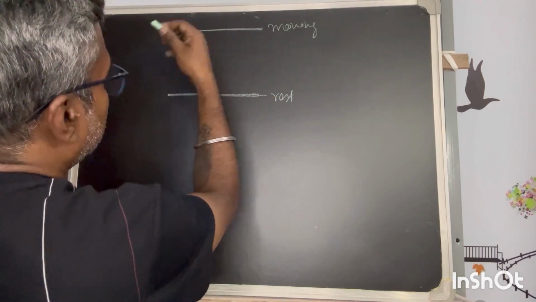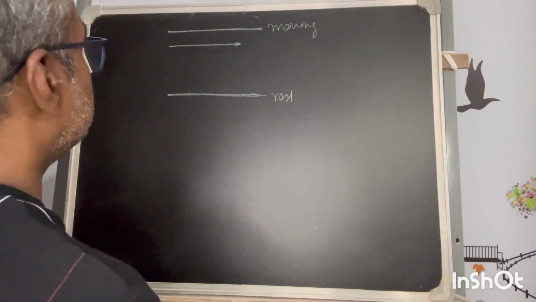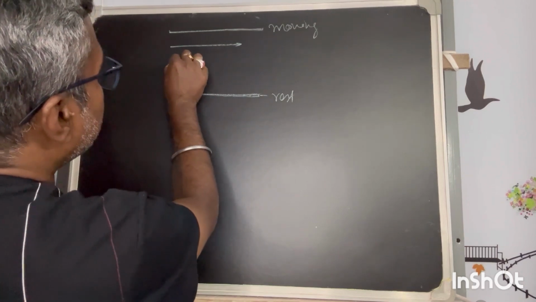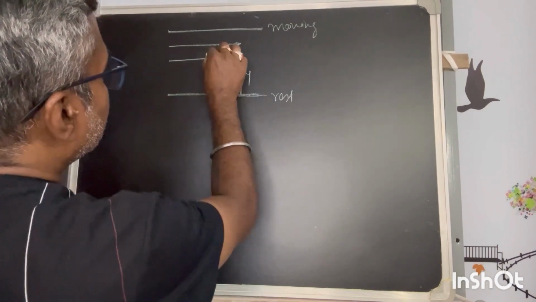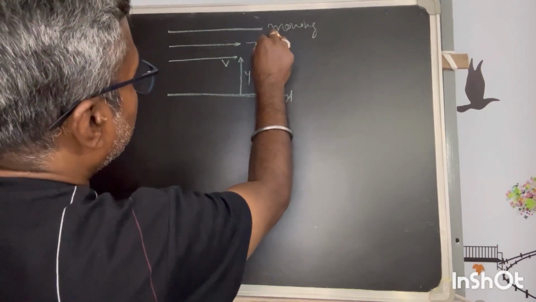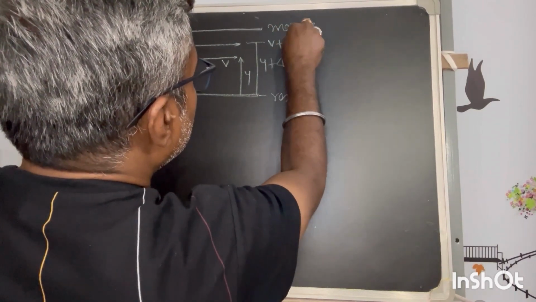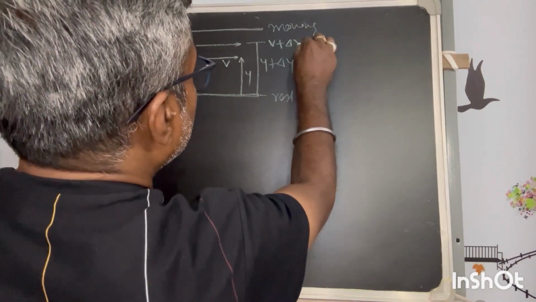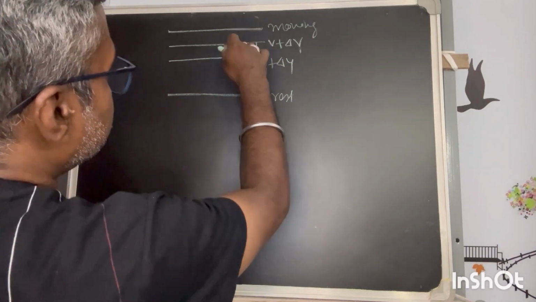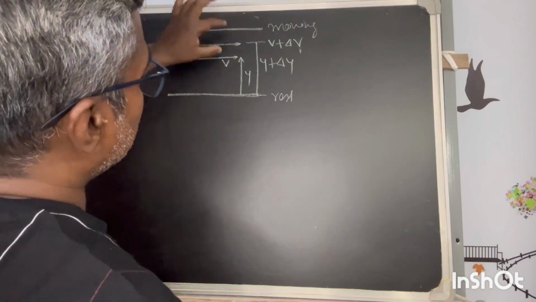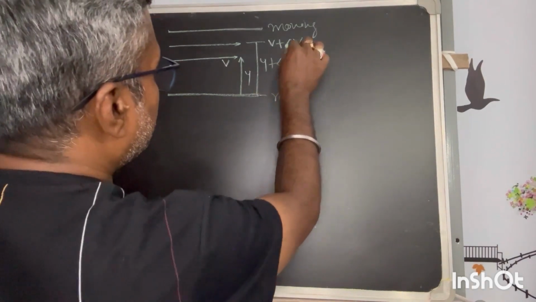So if I take two streamlines at a distance of y and y plus delta y, let's say at y the velocity of this streamline is v, and at y plus delta y the velocity is v plus delta v. This is a marginal difference between these two layers. We are talking about a very infinitesimally small distance delta y and deviation.